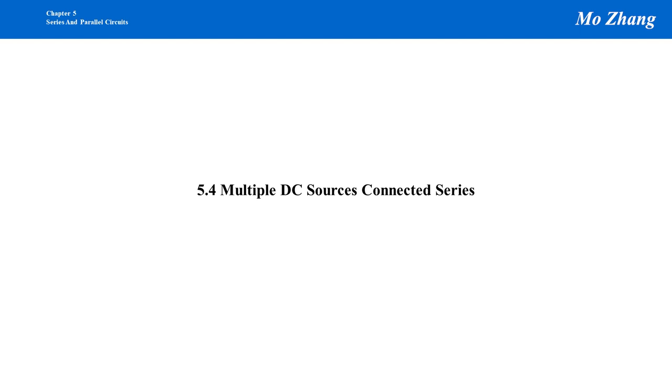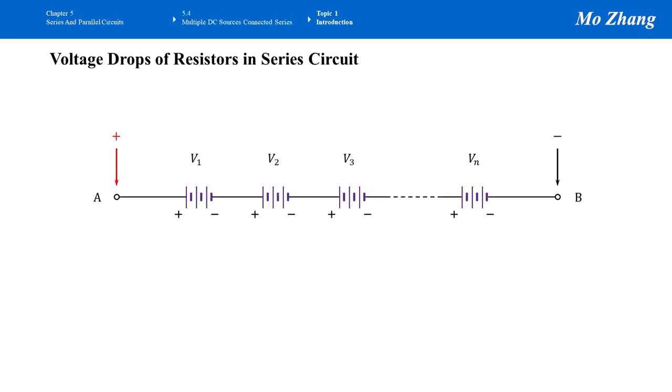Session 5.4. For this session, we talk about multiple DC sources connected in series. As shown here, we have n voltage sources connected in series. They are V1, V2, V3, and all the way to Vn. A key observation here is all these voltage sources are in the same directions, which means the positive terminal for every source is on the left-hand side, and the negative terminal for every source is on the right-hand side.